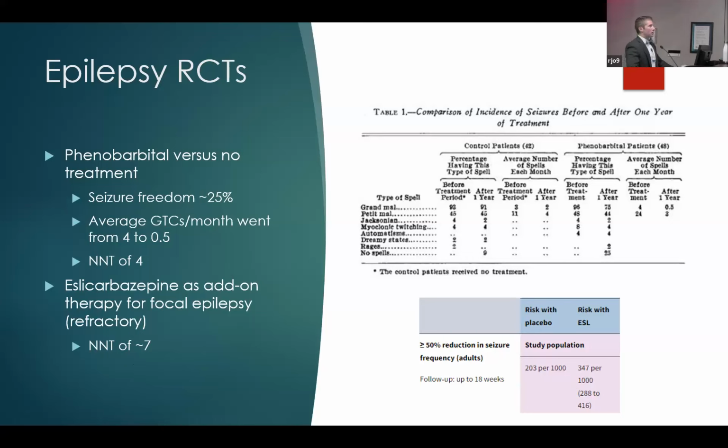We're not going to talk too much today about equipoise, but my guess is that there just aren't many of these trials in epilepsy because there isn't equipoise, that these medicines actually stop seizures. So they were pretty hard to find, but this one from the 40s was, I thought, pretty interesting.